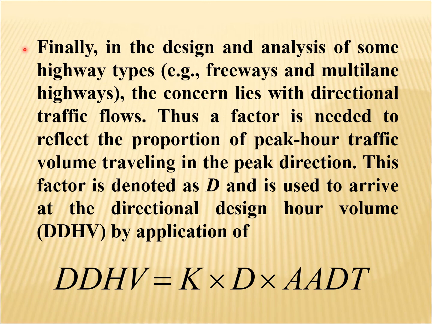Finally, in the design and analysis of some highway types, for example, freeways and multi-lane highways, the concern lies with directional traffic flows. Thus, a factor is needed to reflect the proportion of peak hour traffic volume traveling in the peak direction. This factor is denoted as D and is used to arrive at the directional design hour volume, that is DDHV, by the application of this formula. So DDHV equals K times D times AADT.